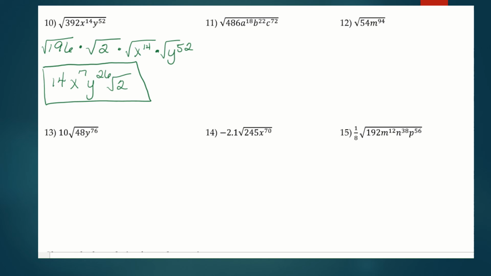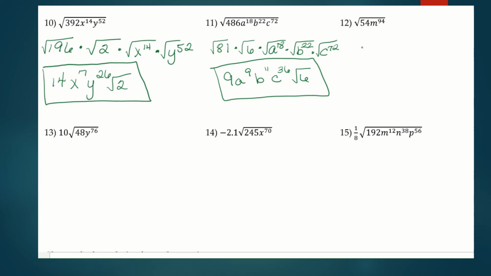Sorry, I'm just going to go a little quicker on this part, just because I don't want to take up too much of your time. So square root of 486, I can split that up into the square root of 81 times the square root of 6 times the square root of a to the 18th times the square root of b to the 22nd times the square root of c to the 72nd. And if I simplify all of this, I end up with 9 a to the 9th, b to the 11th, c to the 36th power, root 6.